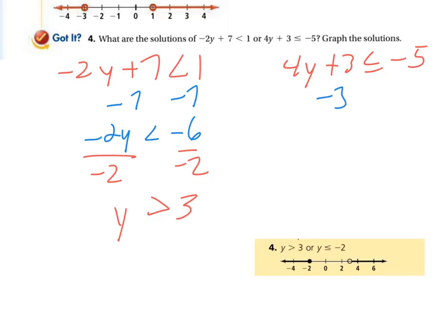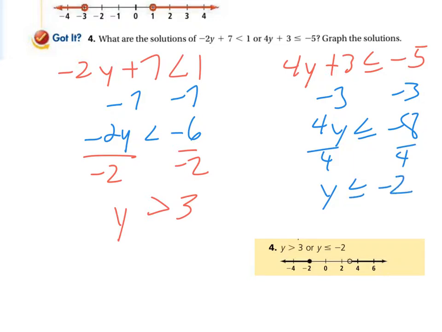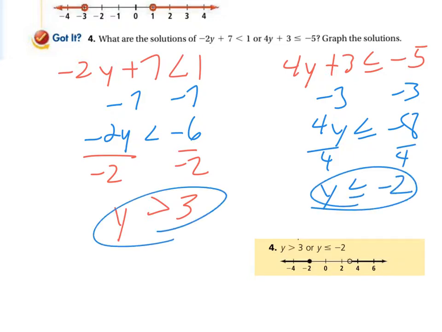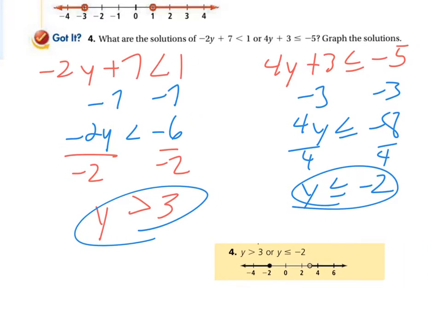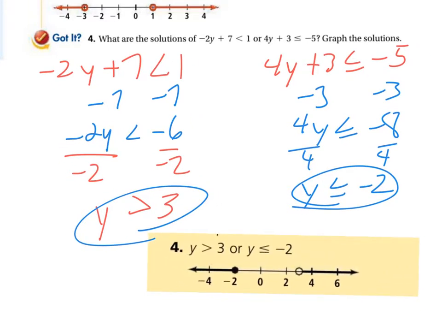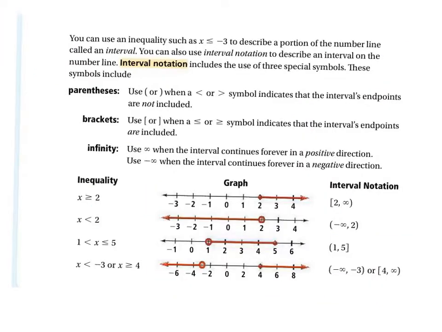And over here, subtract the 3, subtract the 3. 4y less than or equal to negative 8. Divide by the 4. y less than or equal to negative 2. Now again, the graph of that: we're going to have y is greater than 3, so that's open at 3, heading to the right. And y is less than or equal to negative 2, so filled in at negative 2, heading to the left. There's our OR.